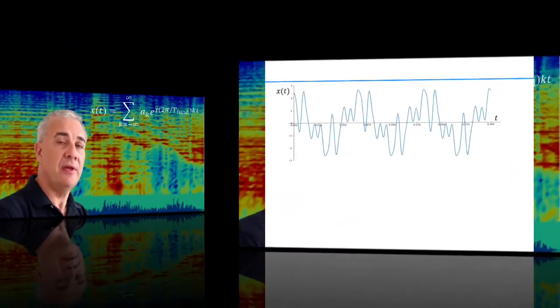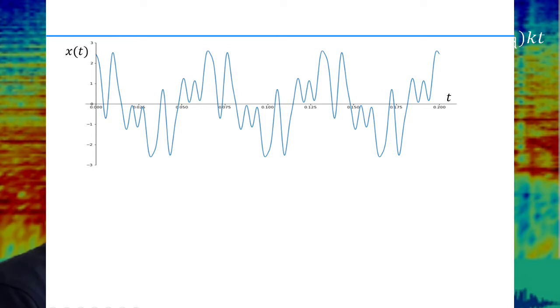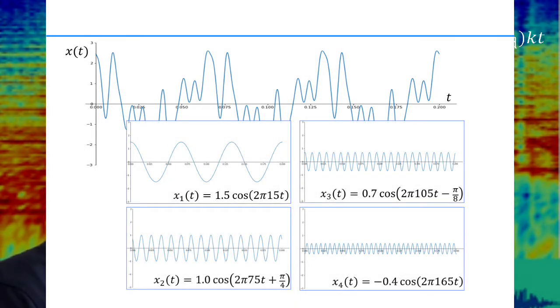Let us consider this periodic continuous time signal. In later lectures we will drop the requirement of periodicity, but for now that is what we need. This signal can be decomposed into 4 sinusoidal terms. For each cosine we have a frequency, for instance 15 Hz or 105 Hz. A strength or amplitude, for instance 1.5 for the cosine with frequency 15 Hz. And a phase, or if you like, a position relative to t=0, for instance pi/4 for the frequency 75 Hz.